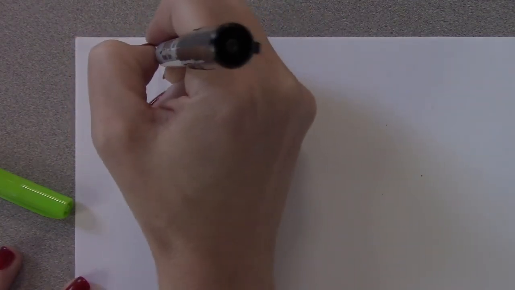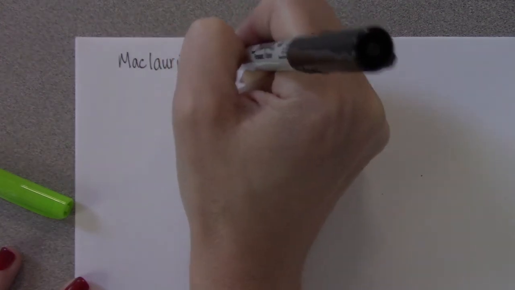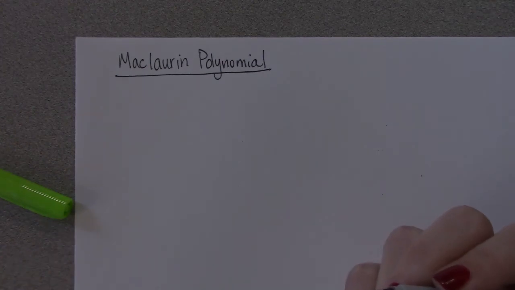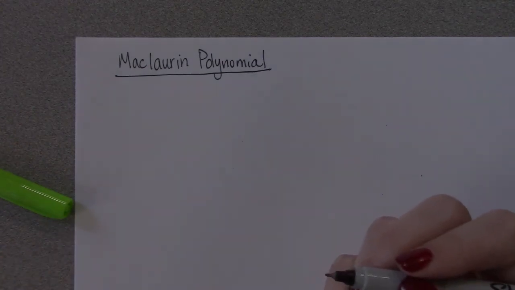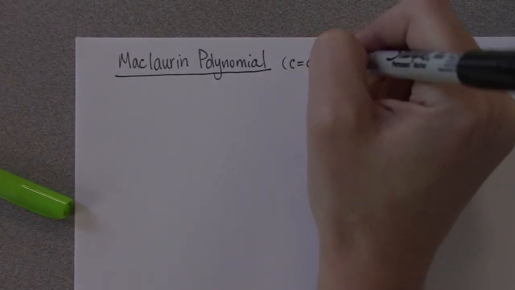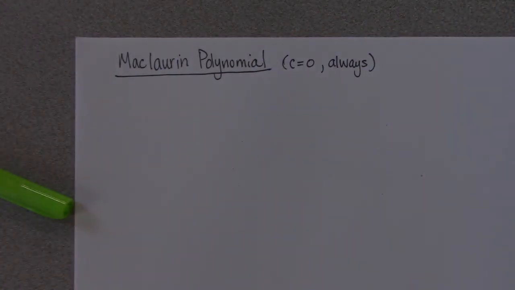So what is a Maclaurin polynomial? So don't freak out. It's exactly the same as a Taylor polynomial, but the center is always 0. So if someone says build the 5th degree Taylor polynomial, they have to provide the center. But if they ask you to build the 5th degree Maclaurin polynomial, the center is 0. All right.